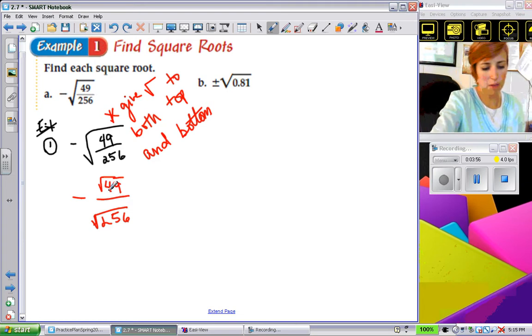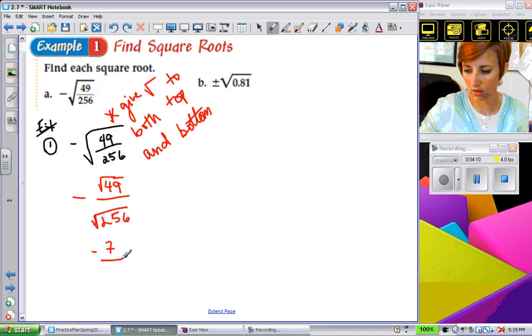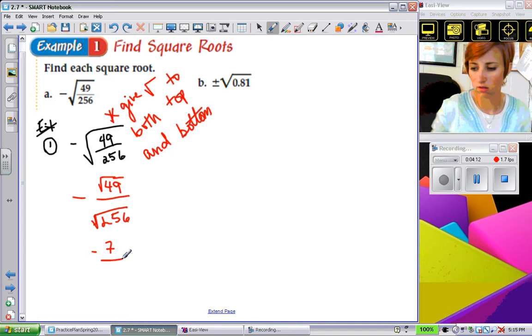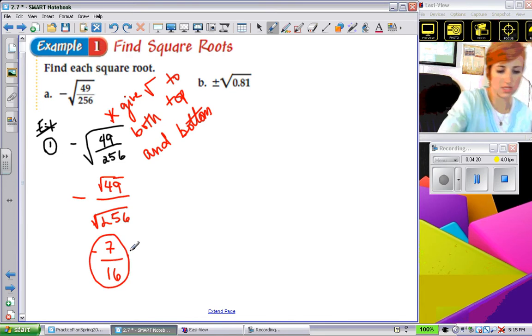But a number in itself that makes 49 is 7. So I drop down my negative symbol again and say 7 over. And then once again, we need a number that can go in 256. And that is 16, and itself can go into 256 evenly. So number 1 is a negative 7 over 16.